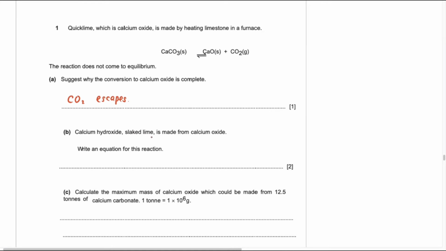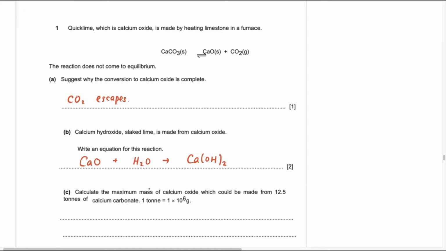Calcium hydroxide, the slaked lime, is made from calcium oxide. Write an equation for these reactions. So you know you have to add water to calcium oxide. So calcium oxide plus water, okay, then you get calcium hydroxide. Okay, so the equation is already balanced.